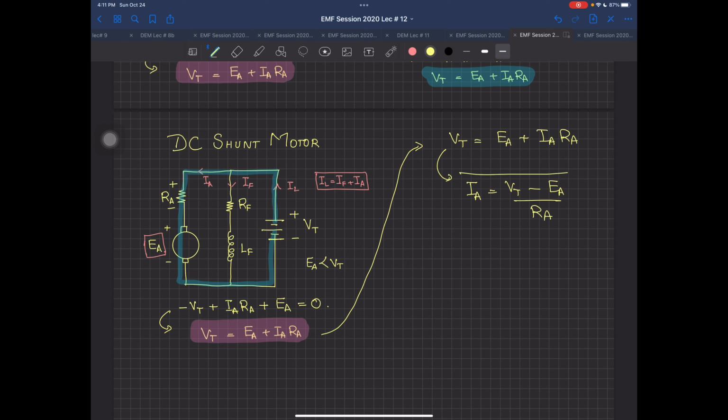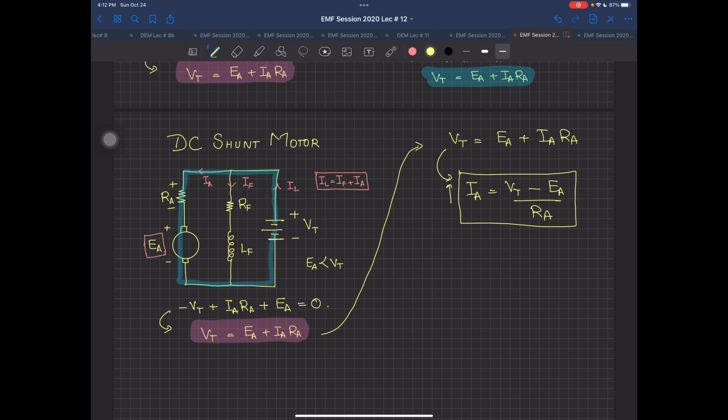Now, this equation is very important and will be required in our analysis just now and also in the next lecture, lecture number 13. So overall, if you see very carefully, what is IA? The IA current is actually dependent upon the difference between VT and EA. If the applied voltage is more, back EMF is less, and resistance is constant, it's not changing. So when this difference between VT and EA is small, your current IA will be small. If this difference is large, then the current will be large.